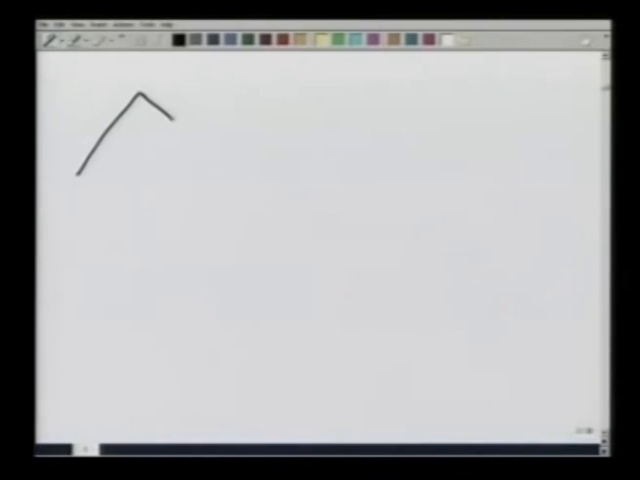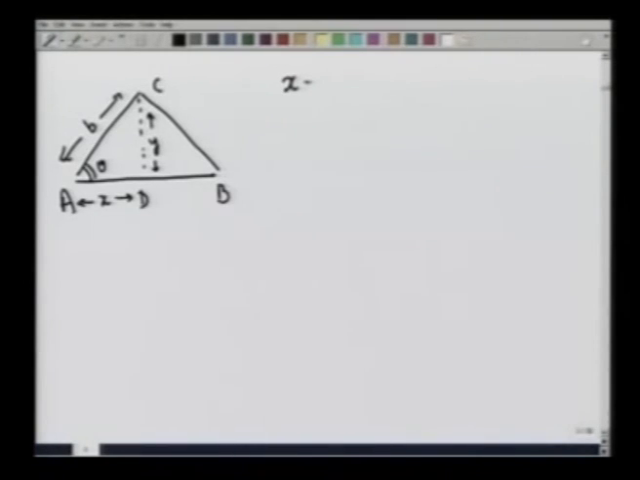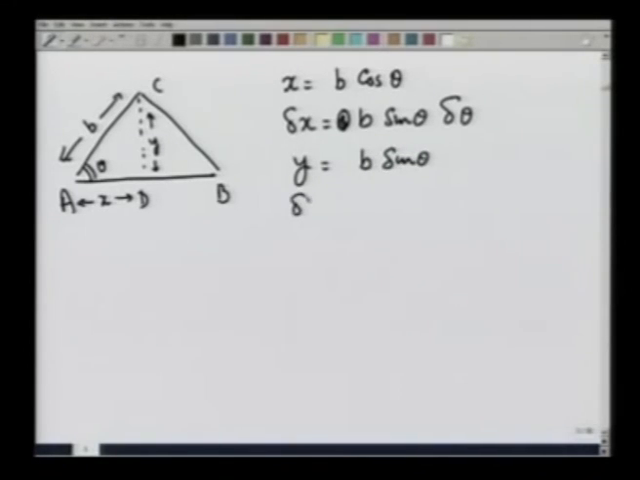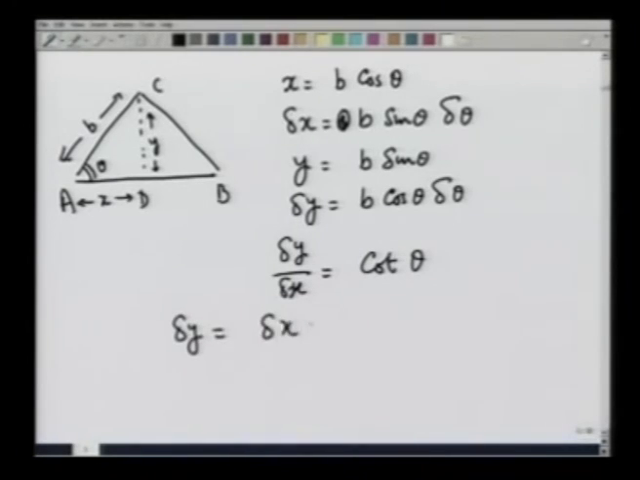So, in this triangle A, B, C and D, let us call this distance x and this distance y, and this angle is theta. Let us call this hypotenuse AC to be B. Then you can see that x equals B cosine theta. Therefore, delta x is going to be B sine theta delta theta. I am just worrying about the magnitude, so I am not worrying about the sign. Y equals B sine theta, and therefore delta y is going to be B cosine theta delta theta, and therefore delta y over delta x is going to be equal to cotangent theta, or delta y is equal to delta x times cotangent theta.